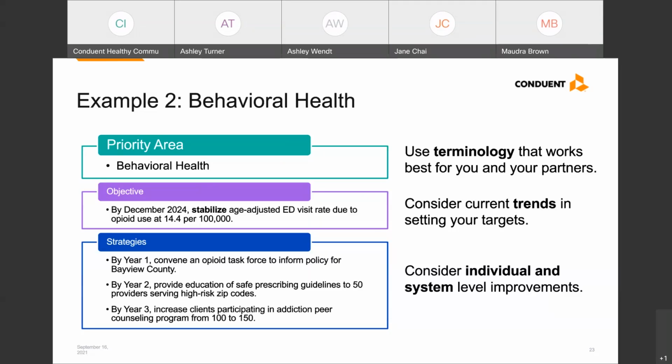Moving on, another factor shown here is considering current trends when setting targets. The objective shown here is an example of how you might set a target to stabilize a rate rather than reduce it. If you find that you're doing better than expected in a year, you can and should, of course, always adjust your target to reflect those changes. Finally, this example shows a tiered approach with activities happening each year, as well as a range of strategies for individual and system level improvement. These are things that you can work into your plan.